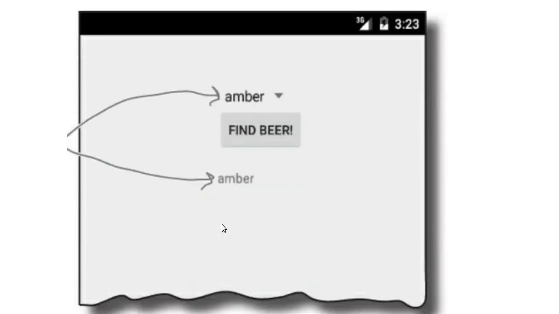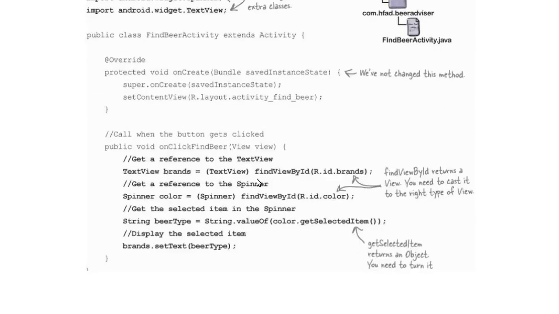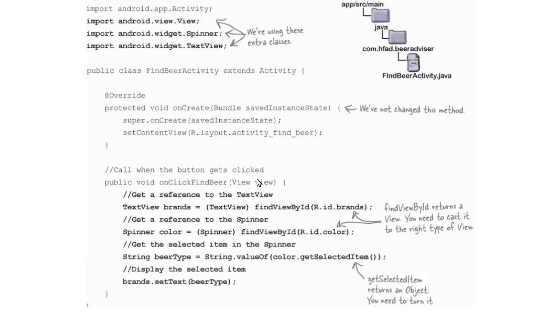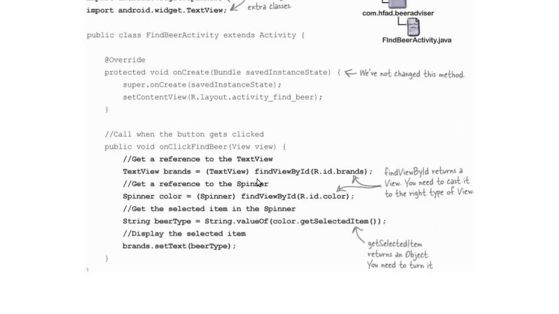Suppose here we select amber, and then we press find beer, so whatever we have selected will display here. You have to understand that findViewById is a very important question. It has already been asked many times in your exam, and you have to understand how the spinner functions in this code. That could be asked.